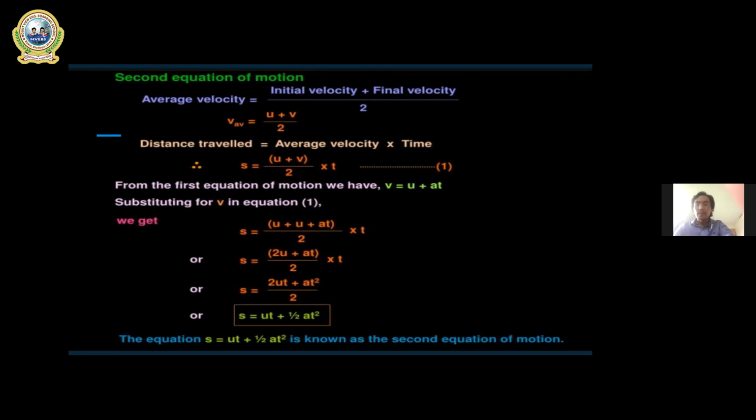Okay, then here, in (u + b)/2, we substitute the value of b as u + at. It will become (u + u + at)/2 into t. And this is the calculation. This way we have got the second equation of motion. So if you are done, now let's go to the third one.